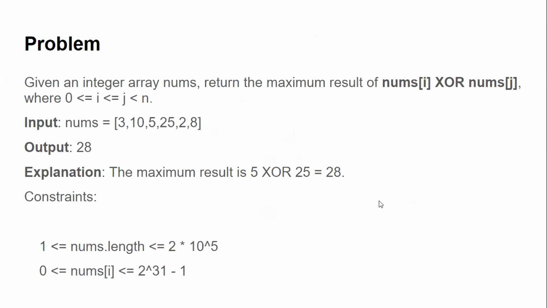Basically, I have one problem. Given an integer array which has the numbers, what we have to do is find the two numbers which have maximum XOR. So here in this example, if we do XOR for 5 and 25, we get 28, and if we take any other combinations, we get a result which is less than 28. Okay, so anyone want to guess the approach?